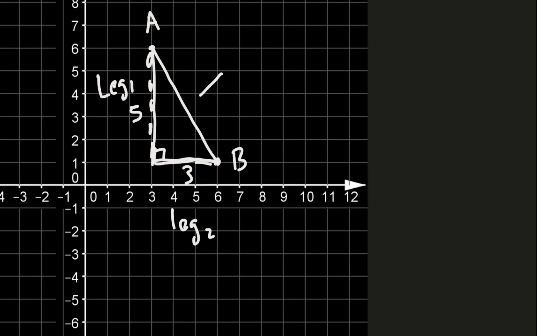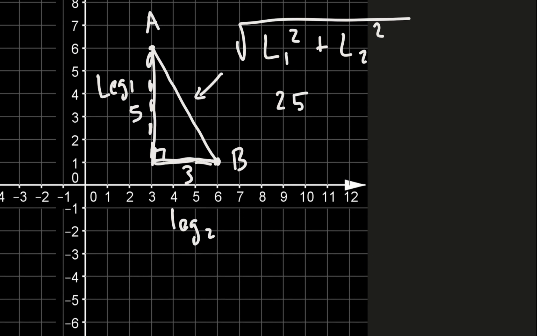So the distance between these points ends up being the length of the hypotenuse of this right triangle. The length of any hypotenuse is going to be the square root of leg 1 squared plus leg 2 squared. So what are the lengths of your legs? Square them, add them together, and then take the square root of that. My first leg was 5, the second one was 3.